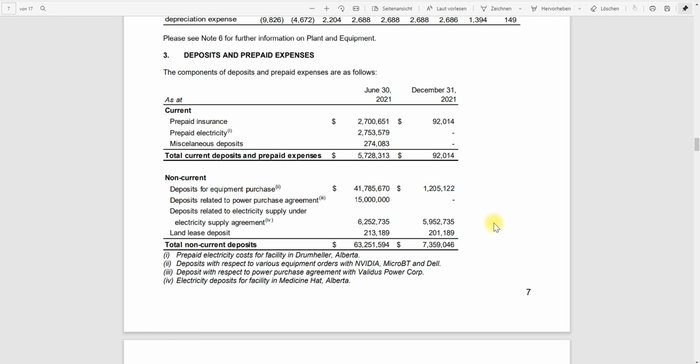And the first 35 megawatts will be online in Q4 2021, so this year. They will install 1 exahash of MicroBT miners there. And in the next year, we will get the other 75 megawatts with new miners there. And yeah, this is the deposit they made here. And they have 6.2 million in deposits for electricity supply for Medicine Hat in Alberta. So they always pay a little bit in front.